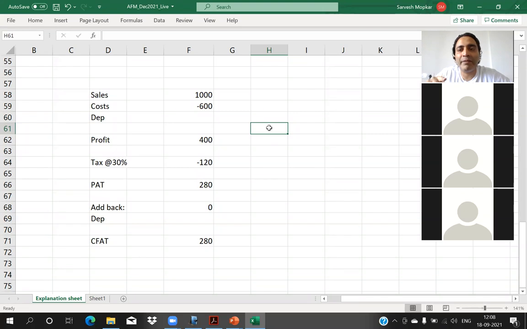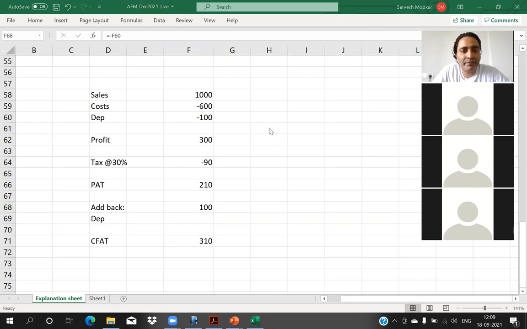So depreciation multiplied by tax rate is your tax saving. The moment I write minus 100, tax falls by 30. That means 100 multiplied by 30%. Depreciation amount multiplied by 30% is the tax saving. All of you agree? Yes, no? Understood? Now this depreciation is called TAD, tax allowable depreciation.